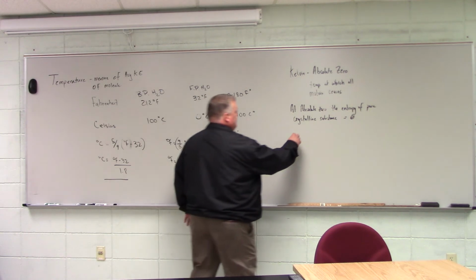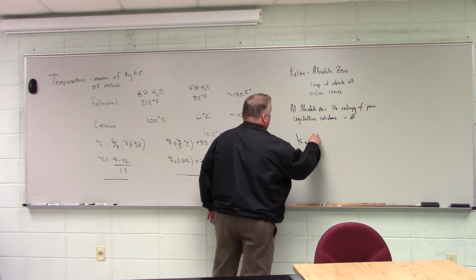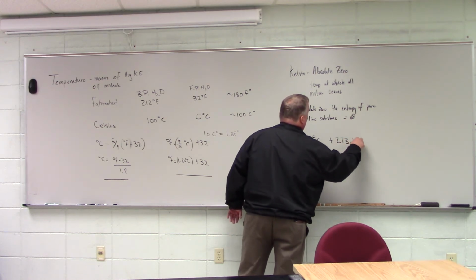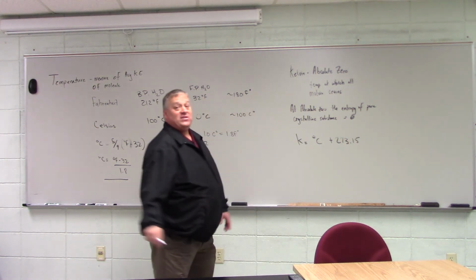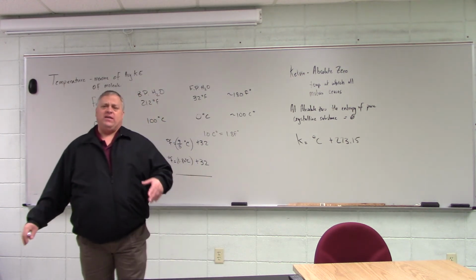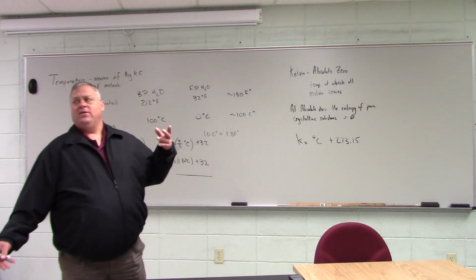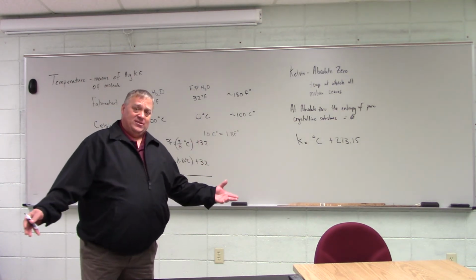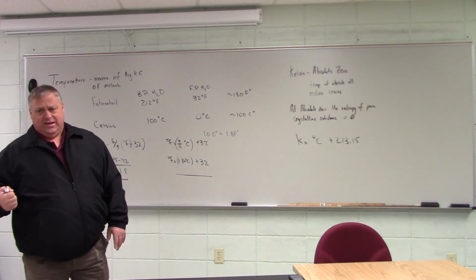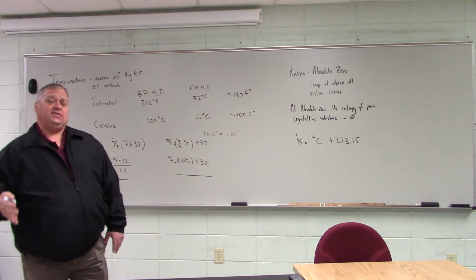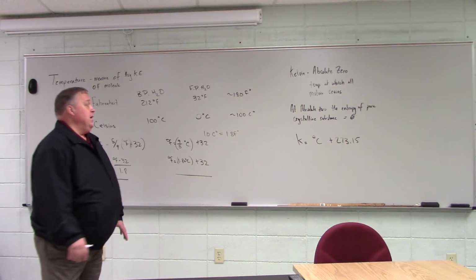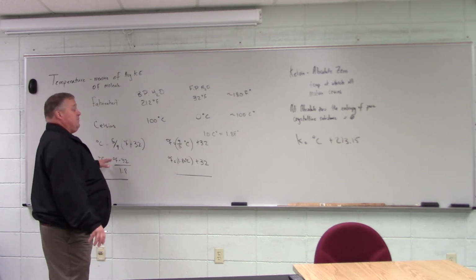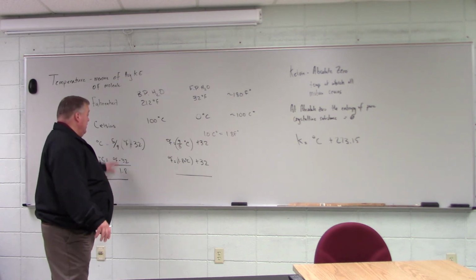So our Kelvin temperature is equal to our degrees Celsius plus 273.15. So if I have 10 degrees Celsius, that's 283.15 Kelvin. If I have negative 10 degrees Celsius, I would take 10 away, so that'd be 263.15. So here are predominantly the three units, or three systems, that we're going to use to measure temperature.